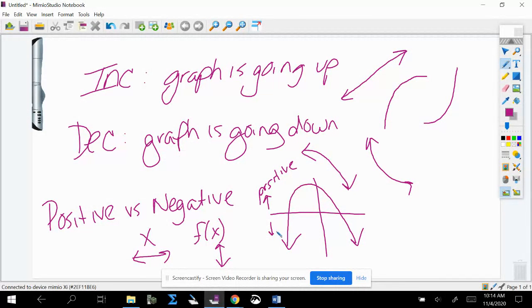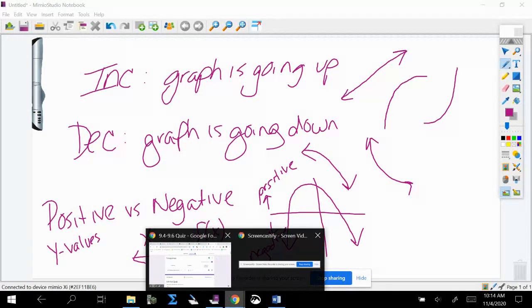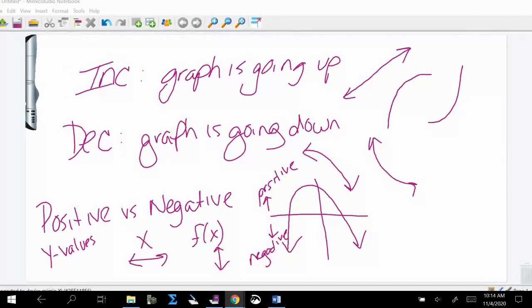Any part of the graph that is below the x-axis is negative, because that is the place where it has y values that are negative. So when it's talking about positive versus negative, it's talking specifically about y values. Are they above the x-axis, meaning positive, or below the x-axis, meaning negative? So the best way to explain this in practice is to look at some Delta Math questions. So let me find that for you.